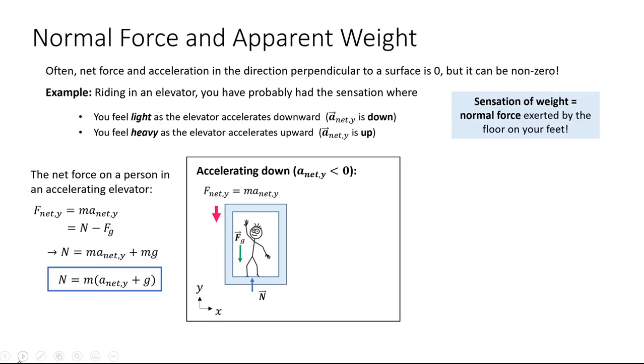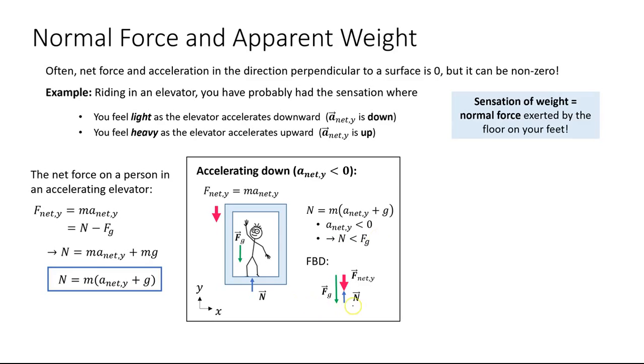So why is it that you feel light? Well, if we look at this equation in the box here, we have m times a net y plus g equal to our normal force. In this case, because you're accelerating down, the net acceleration in the y direction is negative. And so that means that your normal force is going to be m multiplied by minus a net y plus g, right? So minus some number plus g. In other words, this term in parentheses here is going to end up being smaller than g. You're subtracting something off from g. And so that means that the normal force is going to be something less than m times g. In other words, it's going to be less than your weight.